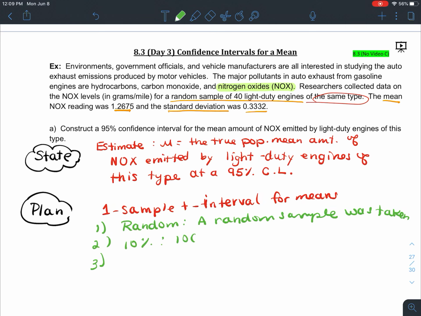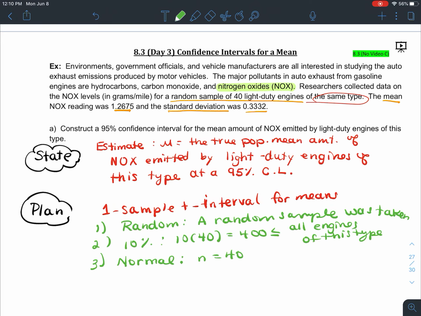Okay, our second one is the 10% condition. That would be 10 times our sample size has to be less than or equal to all engines of this type. And it's safe to assume that there's more than 400 of these light-duty engines that are of this type. Okay, now our normal condition.